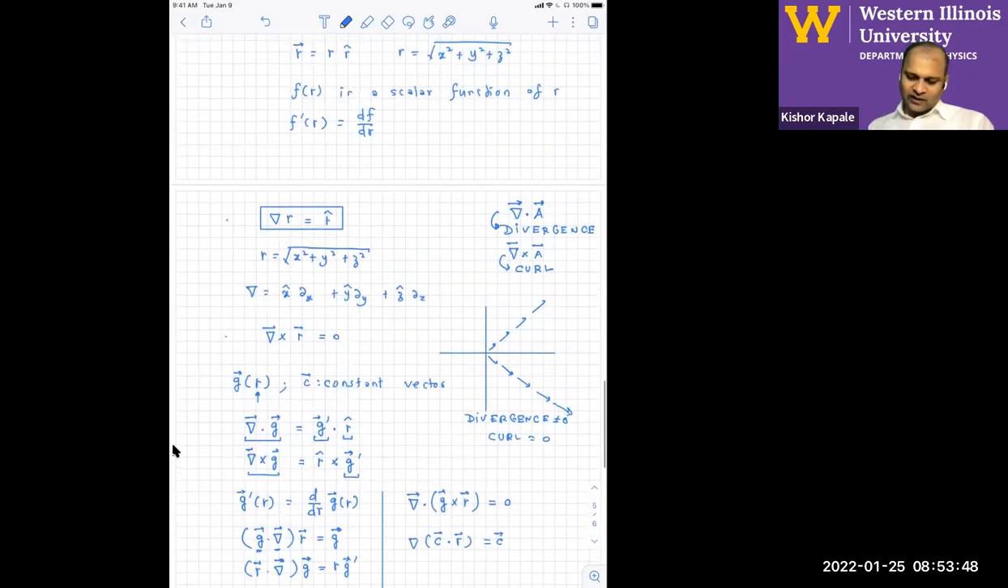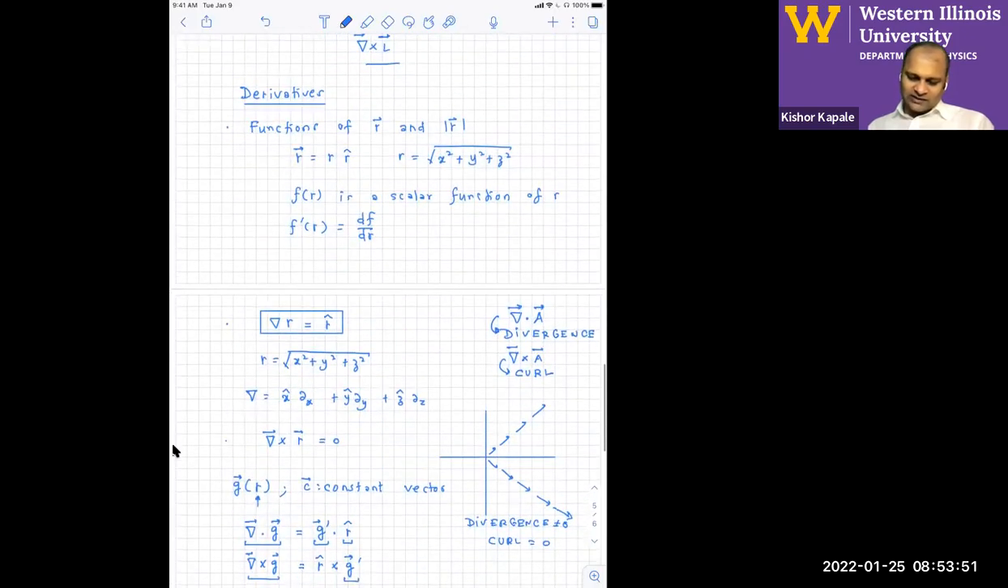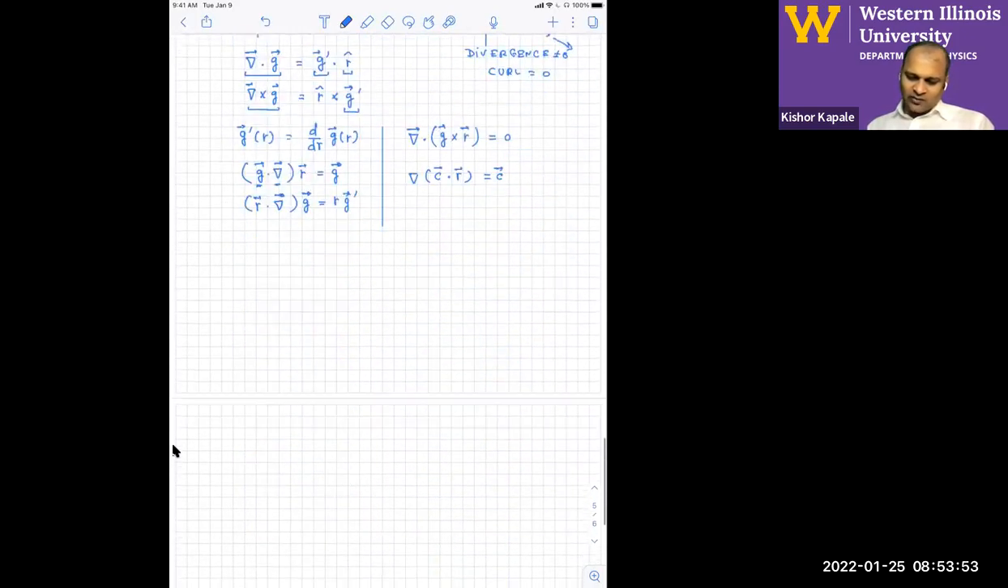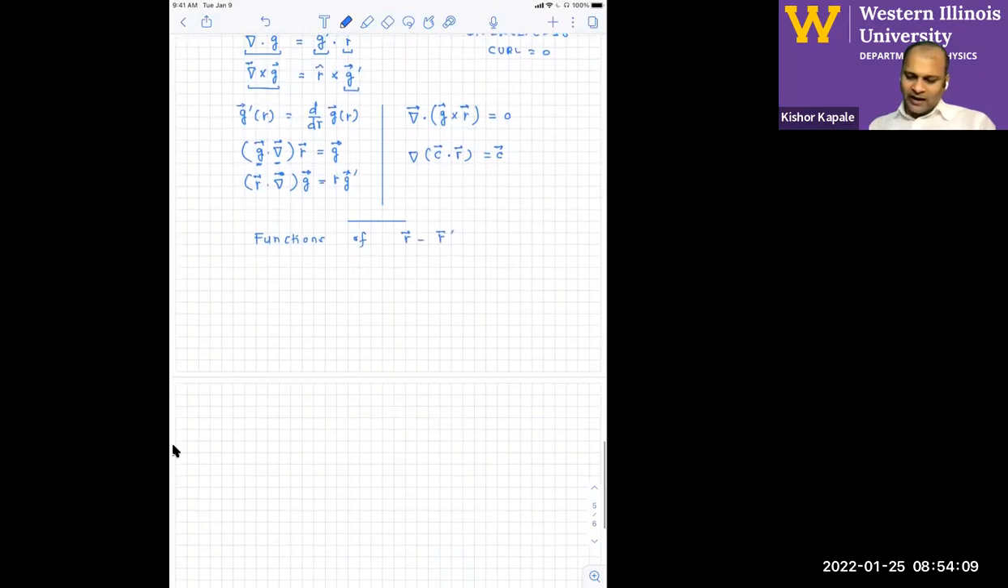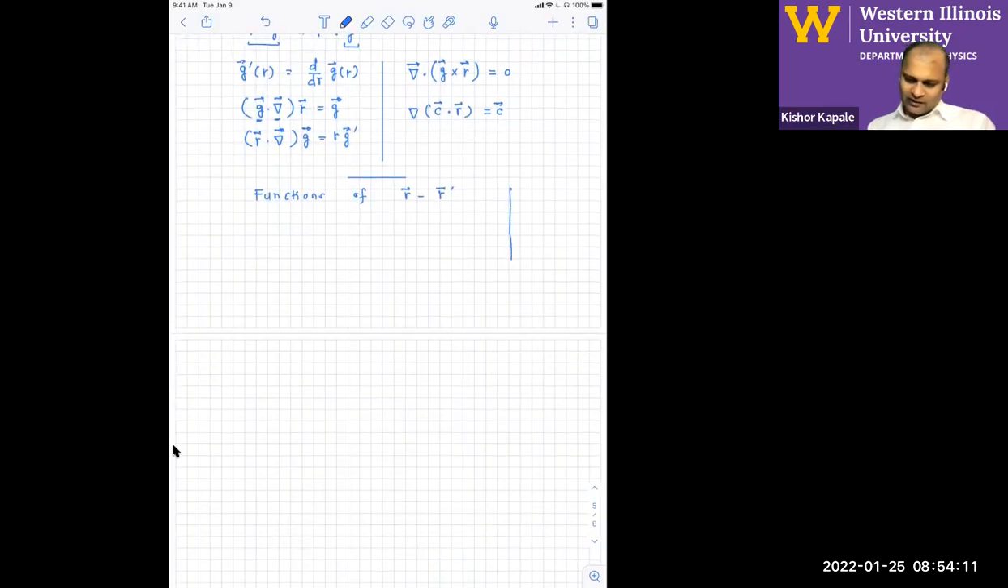So this is just the functions of R. Now, the interesting thing is that in E&M we almost always don't need functions of R. What we need is functions of R minus some other point R prime. Why? Let's just take a look at why. My goal is to find the electric field E as a function of R, let's say, due to some charge distribution that's sitting here.